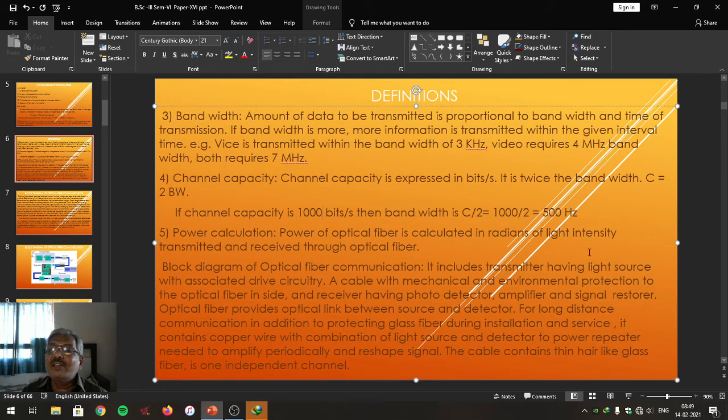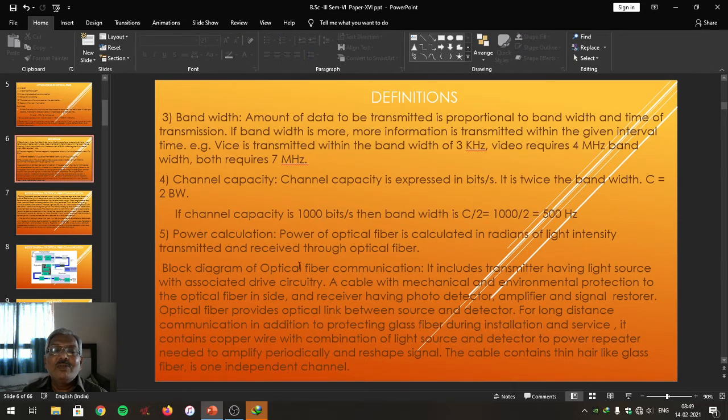Now to proceed further, we are going to study the block diagram of optical fiber communication. Friends, this diagram plays a very vital role. Please do remember this particular block diagram. If you remember this, we are elaborating this particular diagram in further lectures so as to study details of the same.